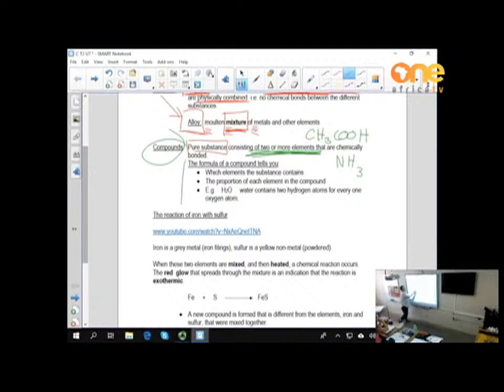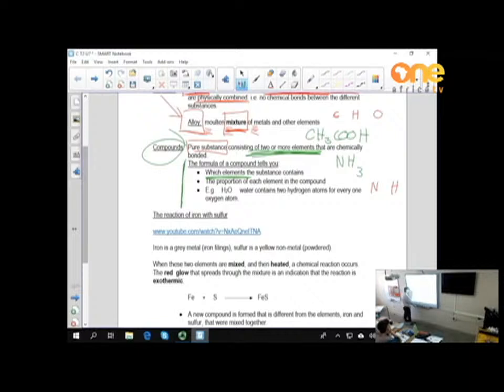Now the formula of a compound, for example NH3, CH3COOH, that formula tells us in the first place which elements. So which elements do we have over here? Carbon, hydrogen, and oxygen. Which elements do we have over here? Nitrogen and hydrogen. You follow me? So which elements we have.